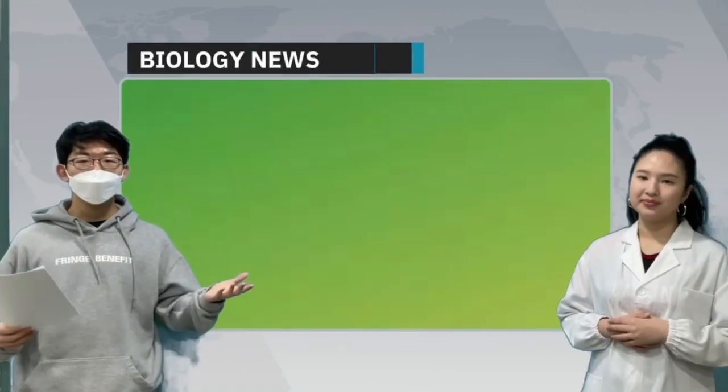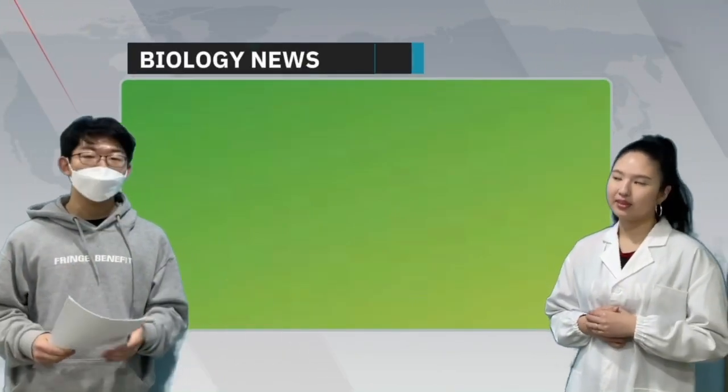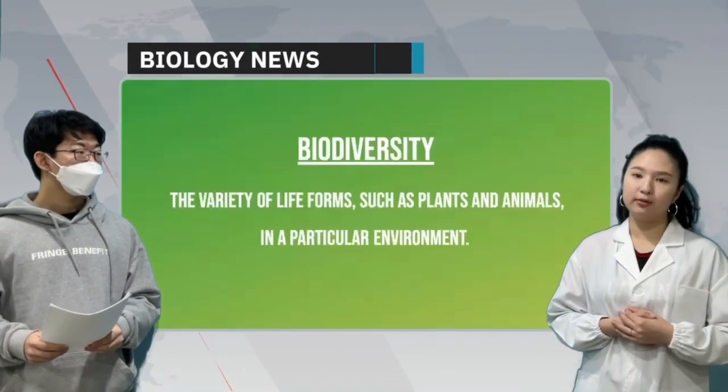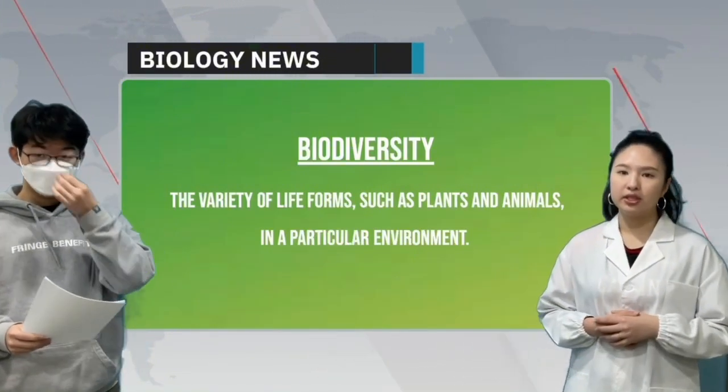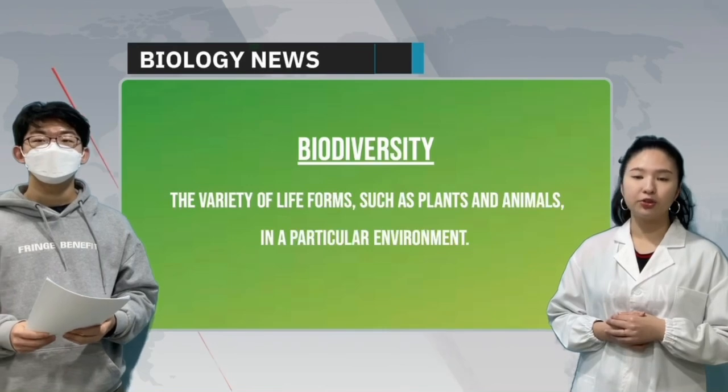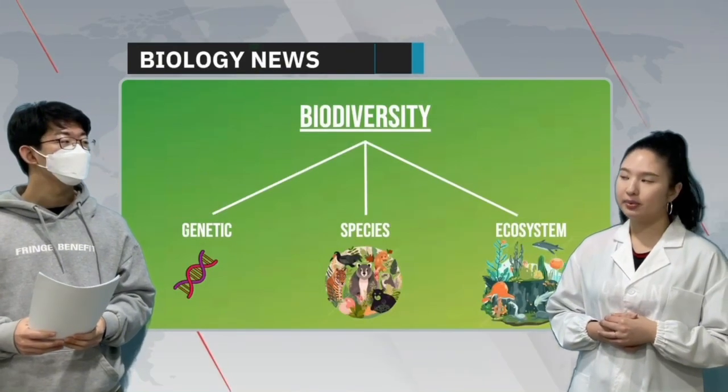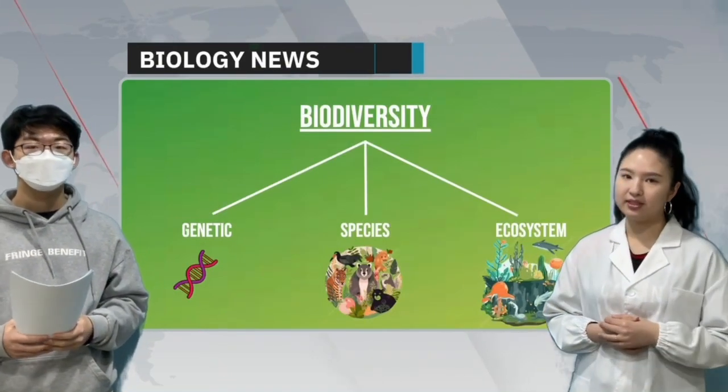Hello, Victoria. Hello. So first of all, can you walk us through what biodiversity even is? Sure. Biodiversity refers to the variety of life forms such as plants and animals in a particular environment. To break it down, there are three main types: genetic, species, and ecosystem biodiversity.